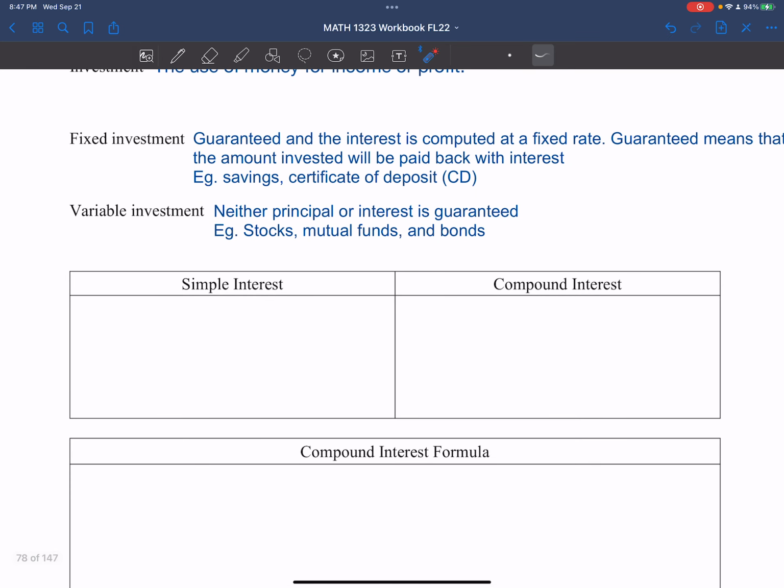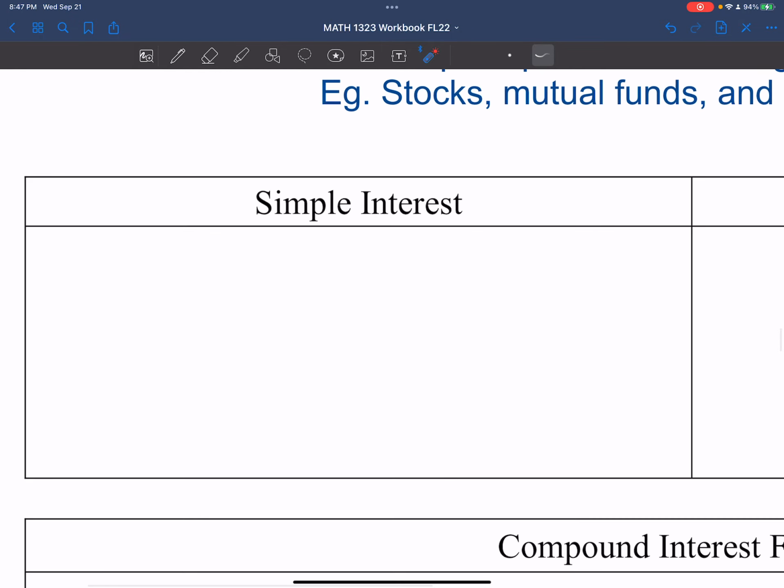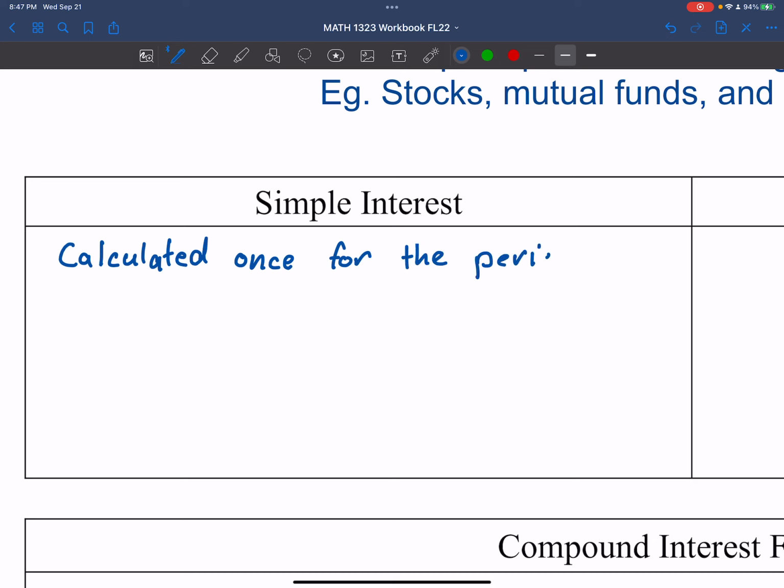All right, so what we're going to do is introduce the terms or the definitions for simple interest and compound interest and see how they are related on the next page. So simple interest is calculated once for the period of a loan, which is what we've been talking about, or today a little bit more as investment.